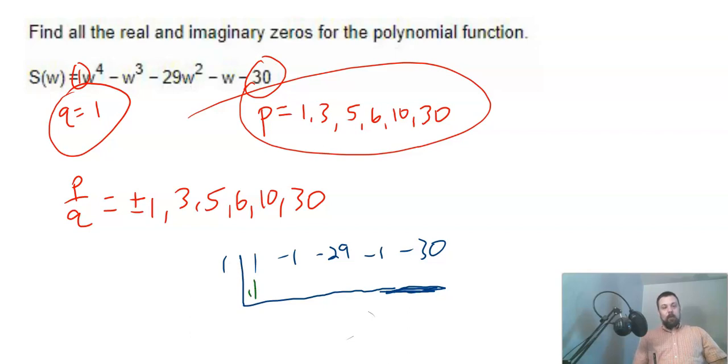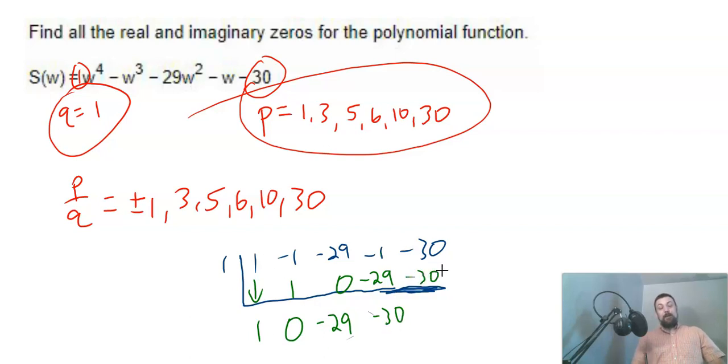So we drop the 1. 1 times 1 is 1. Like I said, don't let this bother you. You add these together, you get 0, which seems a little weird to me, but maybe this works out still. 0 times 1 is going to be 0. Add that together, you get negative 29. Negative 29 times 1 is negative 29. You add that together, you get negative 30. Negative 30 times 1, oh, my hunch was wrong.